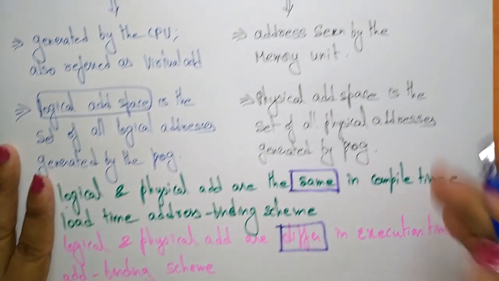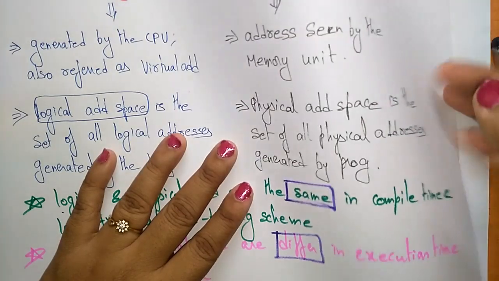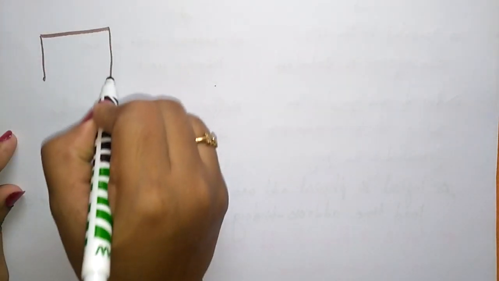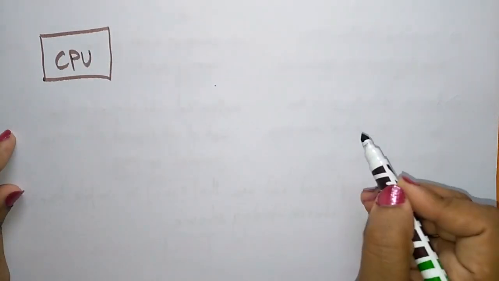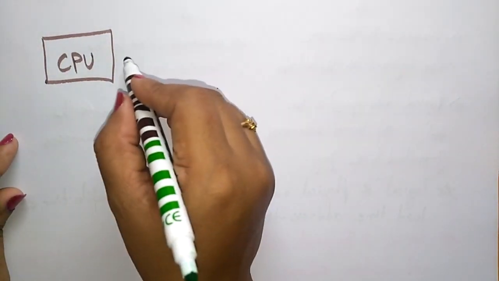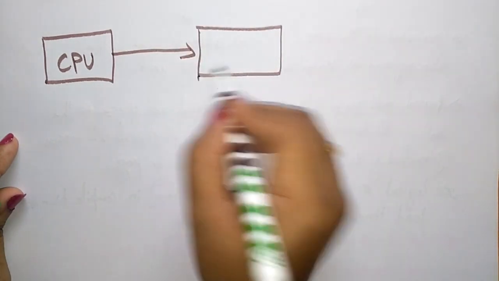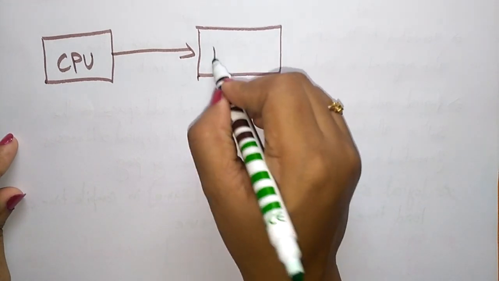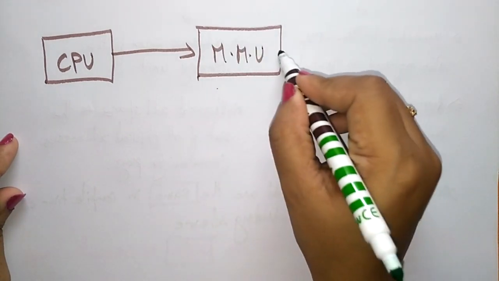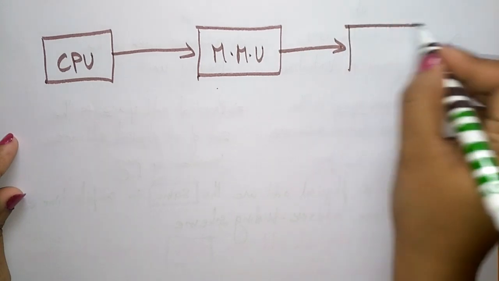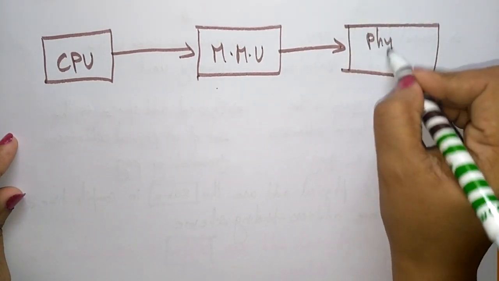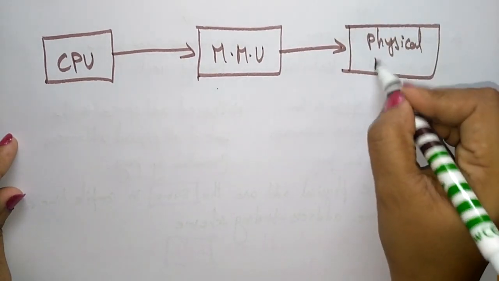Let me draw a simple diagram of how this works. Suppose this is the CPU. The CPU sends the data to the memory management unit. In between the physical memory and the CPU, a memory management unit will be there. This is the physical memory.